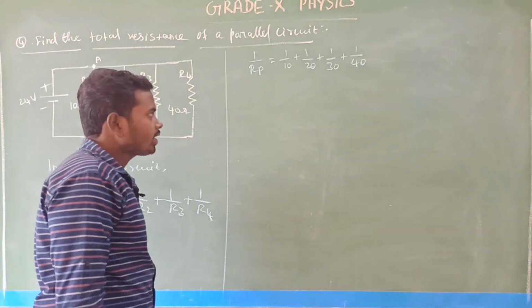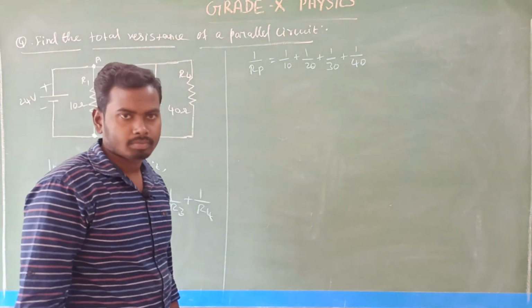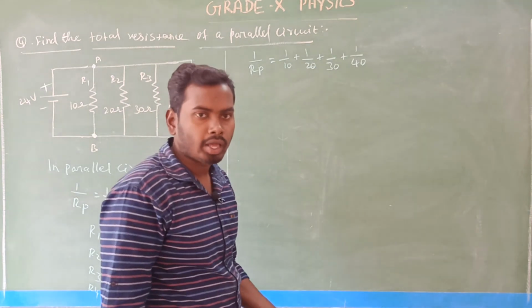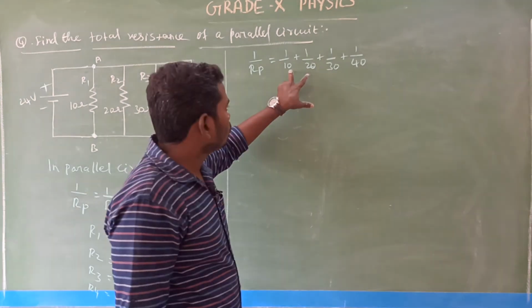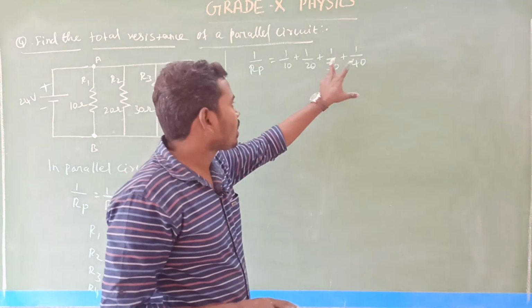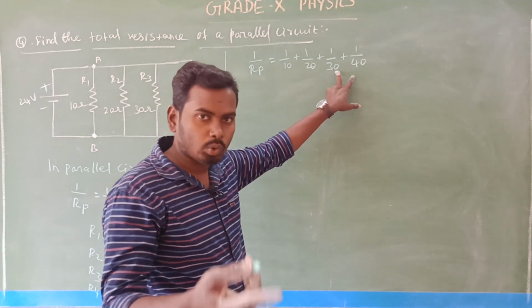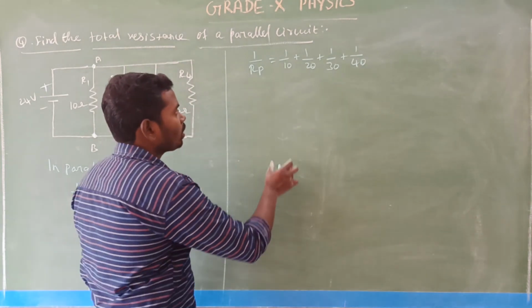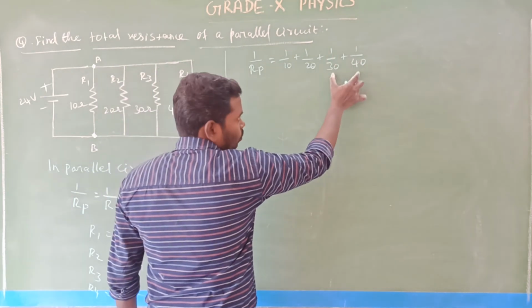Okay, look at here, 4 fractions are there: 1, 2, 3, 4. First, you take the first 2 fractions in one set and the other 2 fractions in another set. I am also going to make it like that. First 2 is one set, the other 2 is the second set.